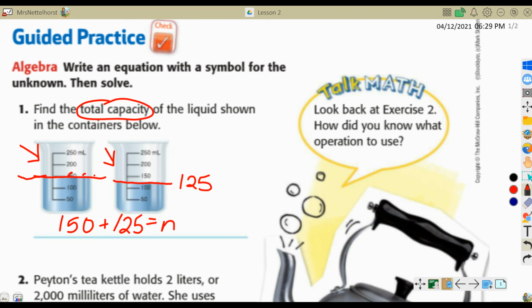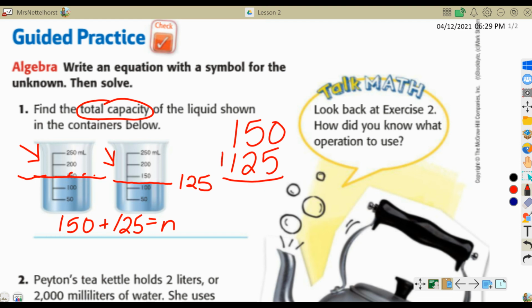Now I want you to solve it. Stack your numbers, find your answer, and then pause your video, and then come back when you think you have the answer. Okay, so we're going to stack the numbers because we stack addition and subtraction in third grade.